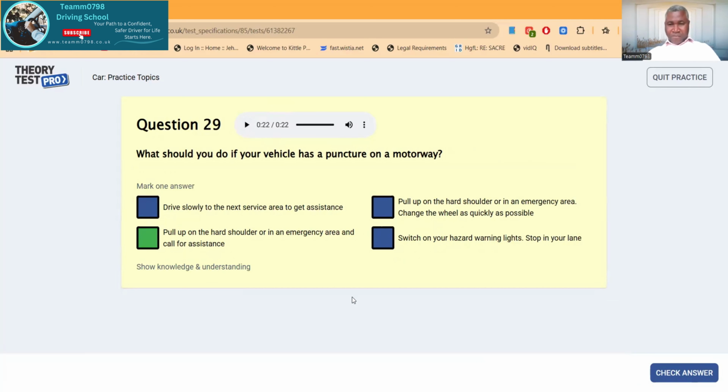Stop in your lane. No, pull up on a hard shoulder or in an emergency area and call for assistance. Do not try to fix your own tires on the motorway. It is dangerous. You could get killed. Do not do that. Go into the hard shoulder or the emergency area and call for help. Okay?